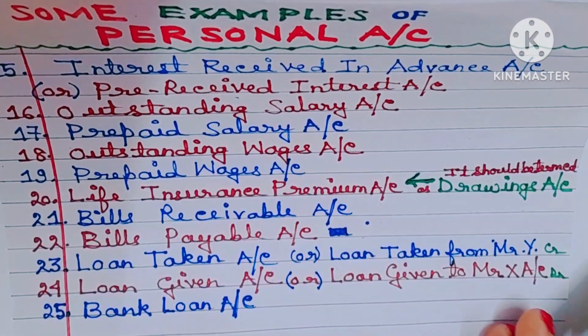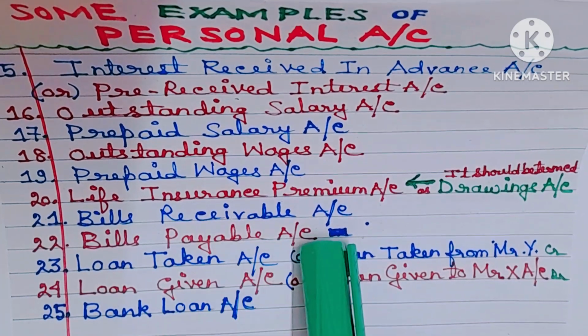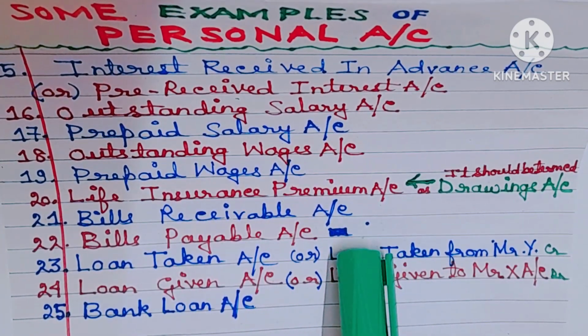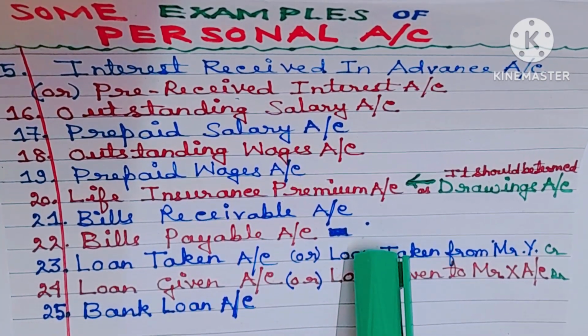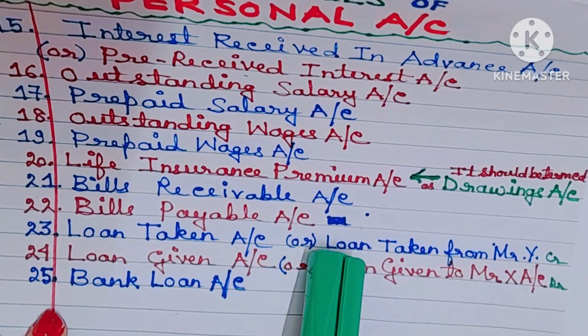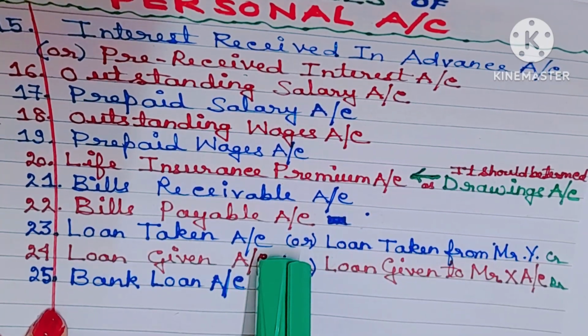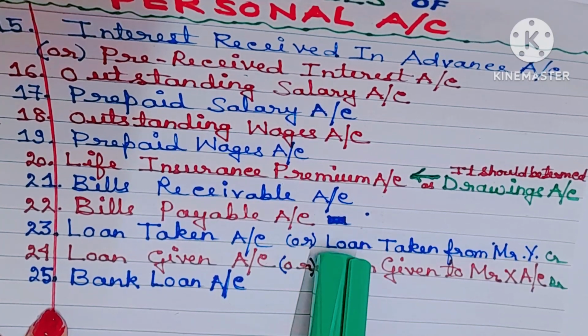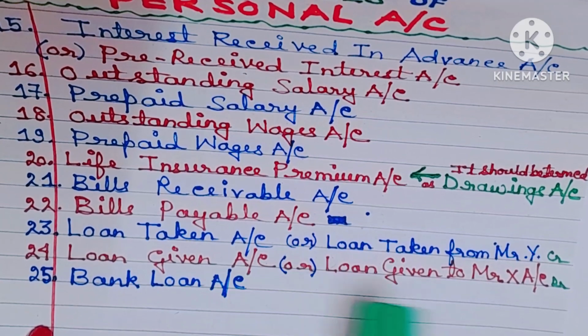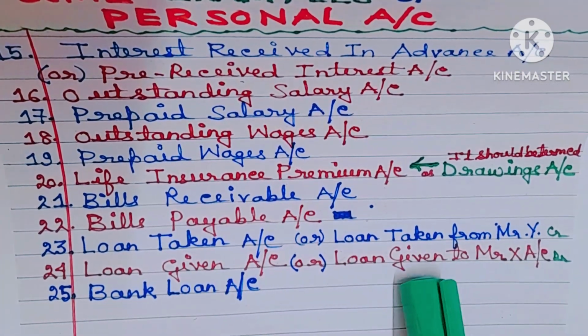Understood? Number 21, bills receivable account. This is also an example of personal account. Bills receivable is debit because money is receivable or receiver of the benefit. Number 22, bills payable account. Bills payable account is credit because money is payable or giver of the benefit. Number 23, loan taken from Mr. Y. This is a personal account.